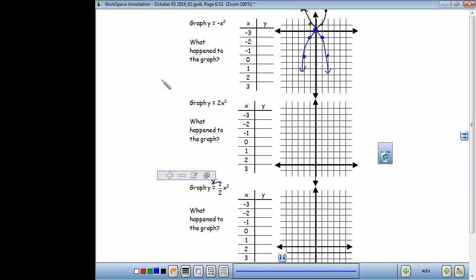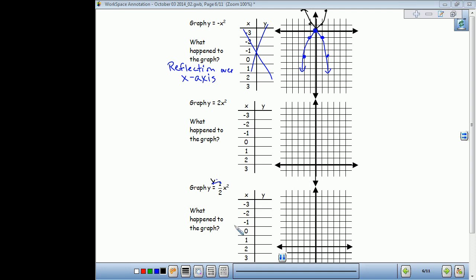We know that this is just a reflection over the x-axis. And do we even need the table? No, we don't need that table. Okay, so since all of these are dealing with x squared, I'm going to go ahead and I'd like you to do this too. Go ahead and draw in that parent graph.